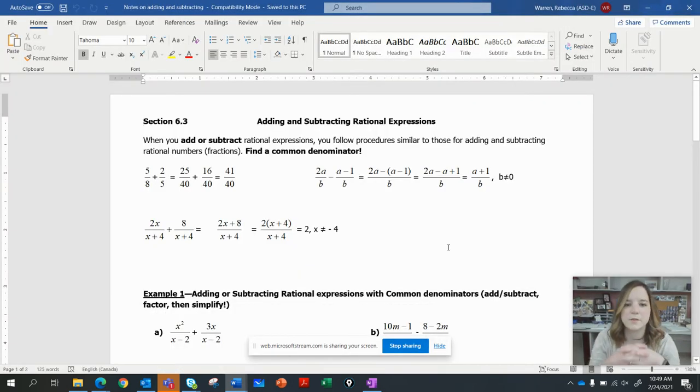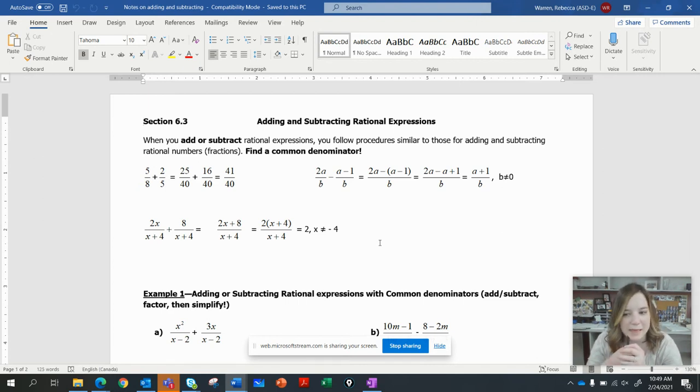Alright, so in this video, I'm going to explain adding and subtracting rational expressions. You all should have these notes. So at the top of your page, you will see a few examples. If you remember, as we've learned so far, rational expressions are very similar to fractions, right? A lot of the same rules apply.